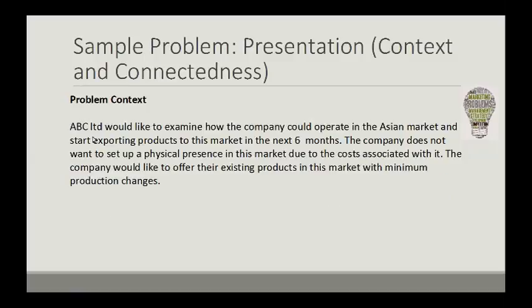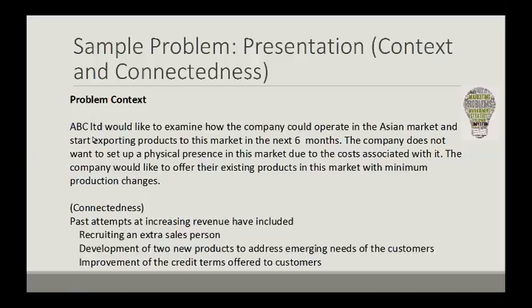Connectedness. ABC Limited would like to look at how the company could operate in the Asia market and start exporting products to this market in the next 6 months. The company does not want to set up a physical presence in this market due to the costs associated with it. The company would like to offer their existing products in this market with minimum production changes. Past attempts at increasing revenue have included recruiting an extra salesperson, development of 2 new products to address emerging needs of customers, and improvement of credit terms offered to customers.